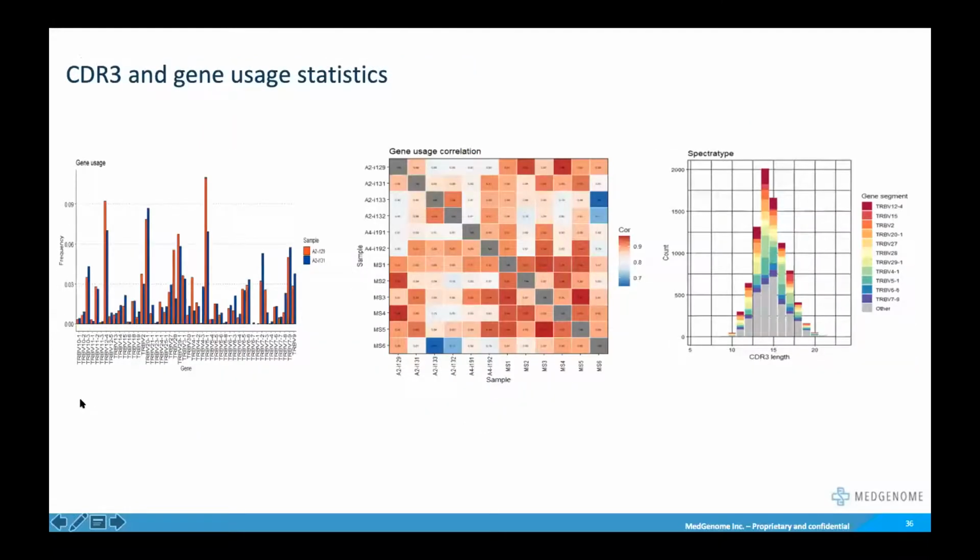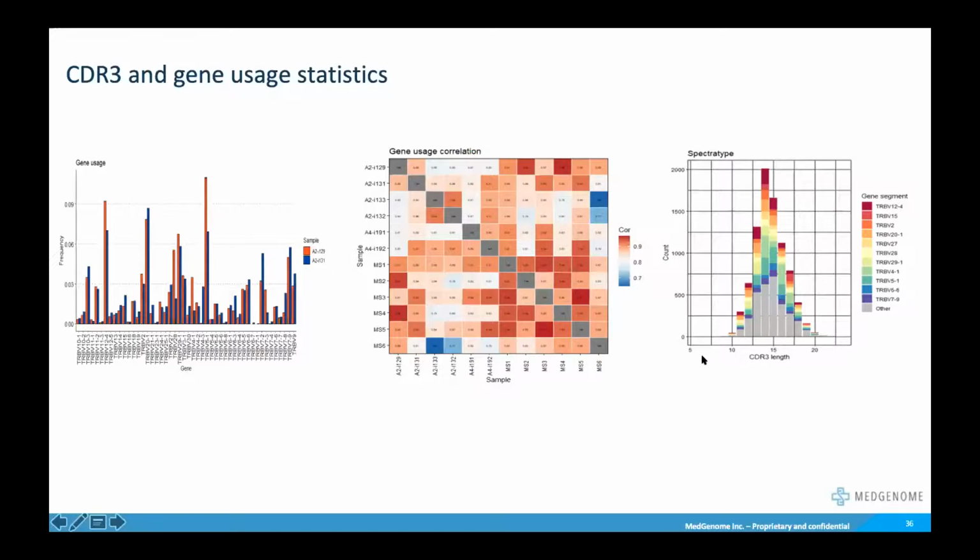We also look at in-depth CDR3 frequencies, V and J gene frequencies, shown here as a bar plot that shows the preference for each V gene. And similarly, we look for D gene usage as well between samples. In this case, we're looking at 2 samples, but we can look at any number of samples and their V gene usage or J gene usage. And we look at the correlation between the V and J gene usage here.